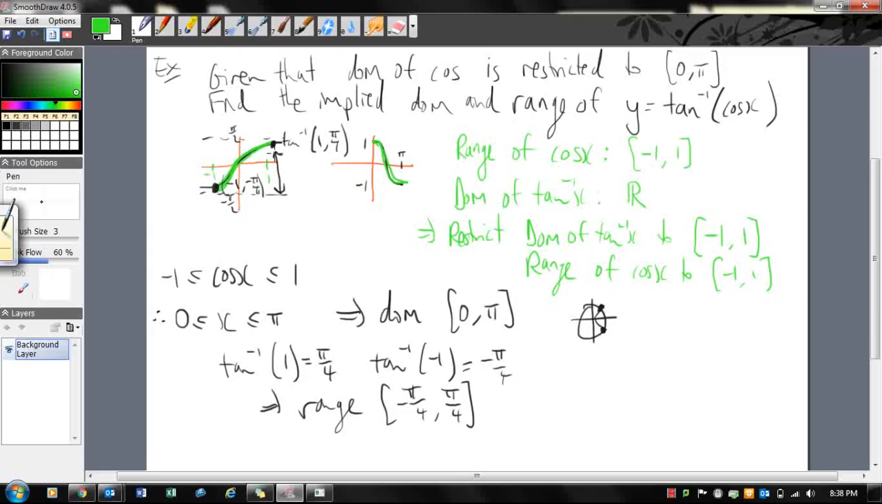Then you look at the outside function. Where is the range of that defined? That is between those two points there, where in this case we just had to figure out what those points were: negative pi on 4 to pi on 4.